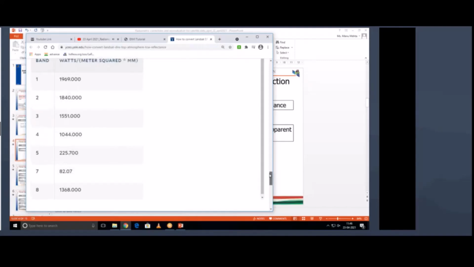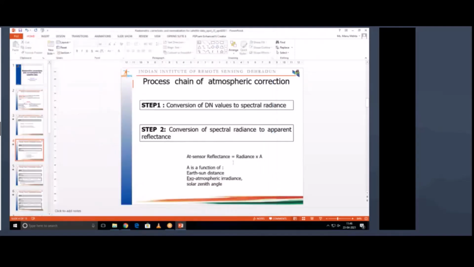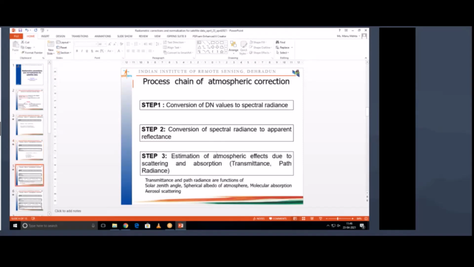Okay, so you can convert it corresponding to the units that you have and then compute the reflectance. This way you can find out the information from the metadata of the satellite information that you have, and you can convert the digital numbers first to spectral radiance and then spectral radiance to apparent reflectance, or in other words, top of atmospheric reflectance.